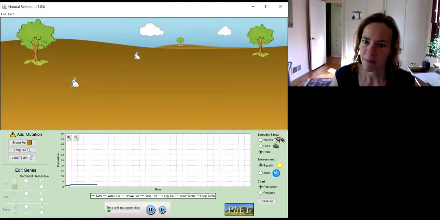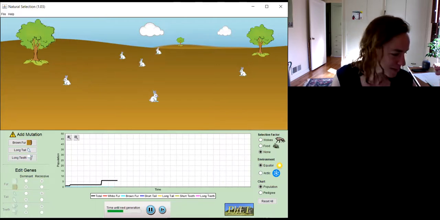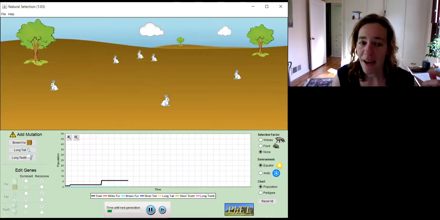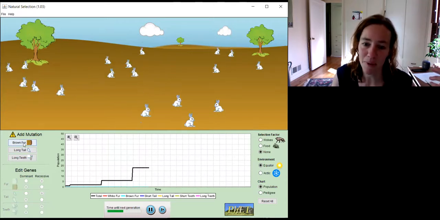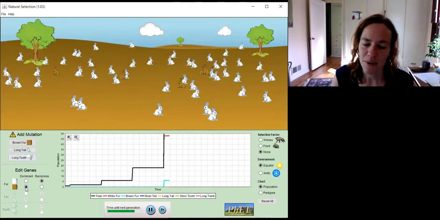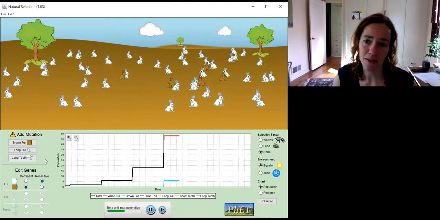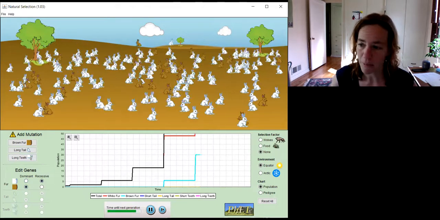I hope they start making babies. That's usually what bunnies do. Oh, here they go. They're making babies. Awesome. So now there's going to be this mutation in the DNA. There's going to be some babies born with brown fur. So I'm clicking the brown fur mutation. One thing to notice is that brown fur is dominant. So over time, because it's dominant, it should become the more abundant one.